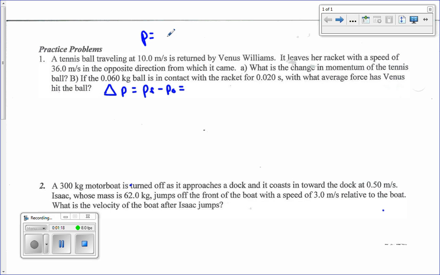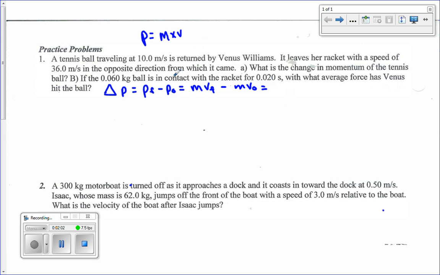Momentum equals... that's one way we can find it. Force times the change in time. No, it's going to be mass times velocity. So when we're looking for the final momentum here, we're going to look at the mass of the object times its final velocity. That'll give us final momentum, minus the mass of the object times its initial velocity.